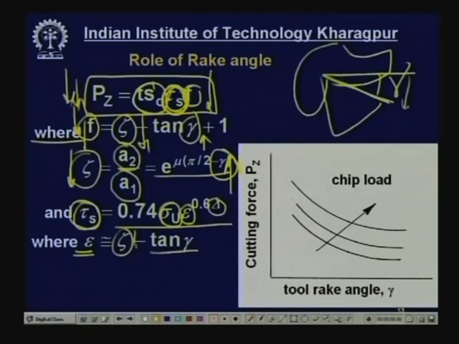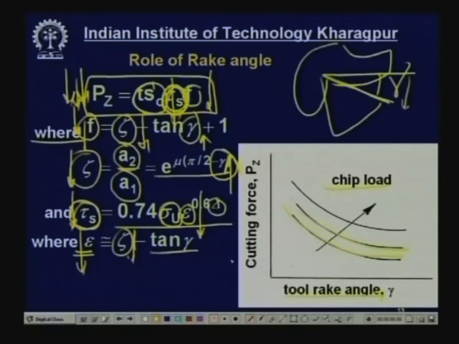Now, if gamma is increased, then zeta will fall. If zeta falls, the cutting strain will fall. If cutting strain falls, the strength will fall. If the strength falls, this force will fall. So, we get improvement of machinability. Now, in this diagram you see that if you plot the cutting force, say Pz, versus the rake angle, then with increasing rake angle, this force will gradually decrease like this for different chip load.